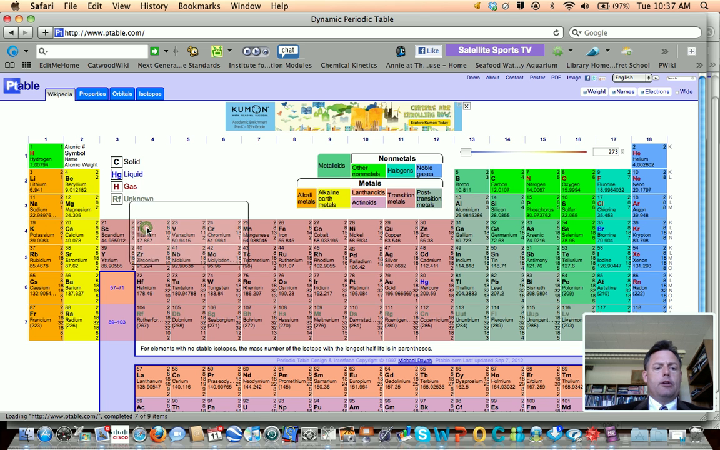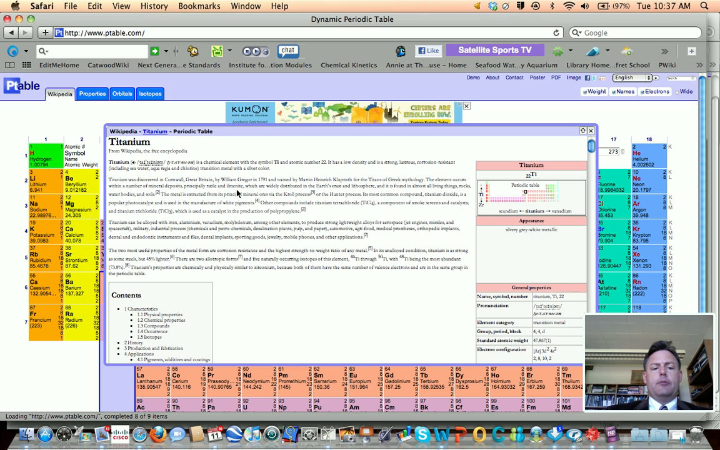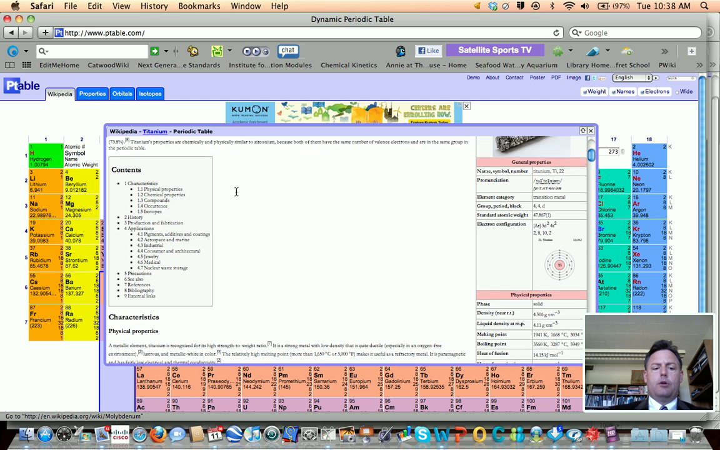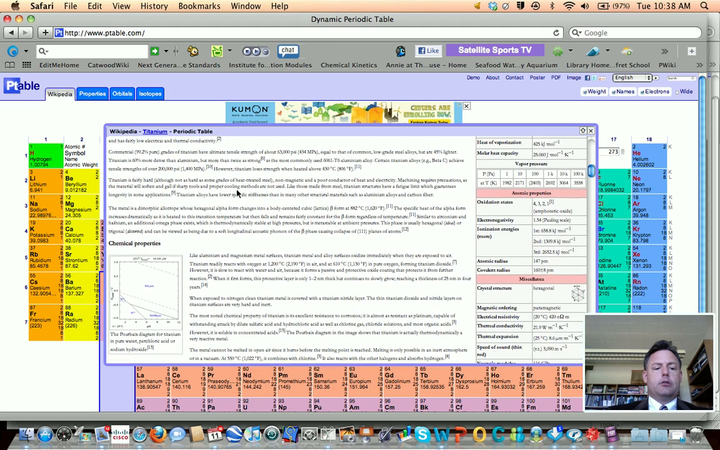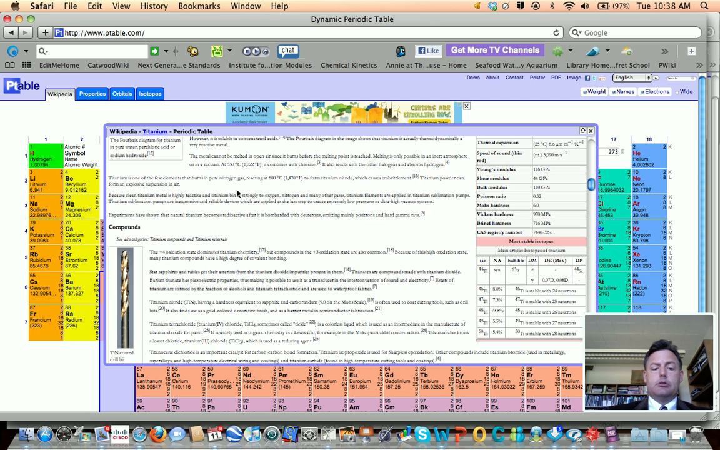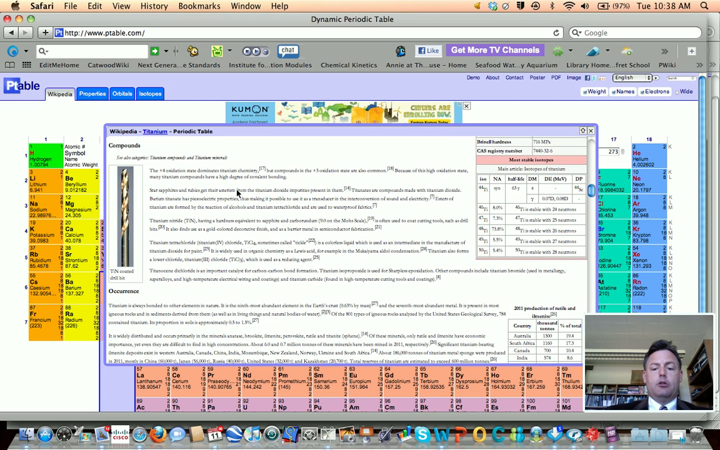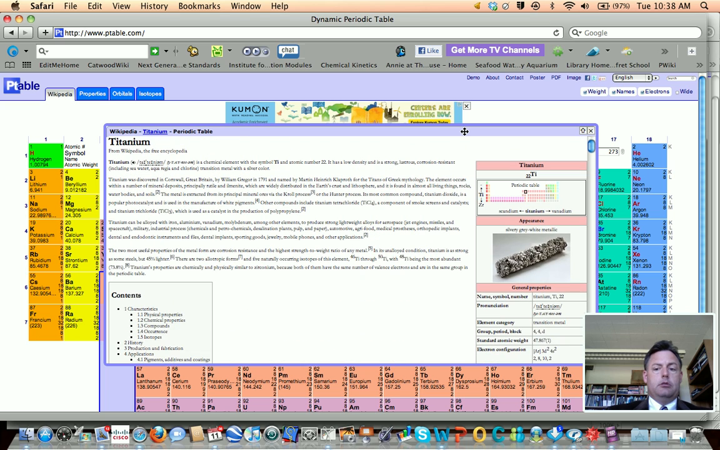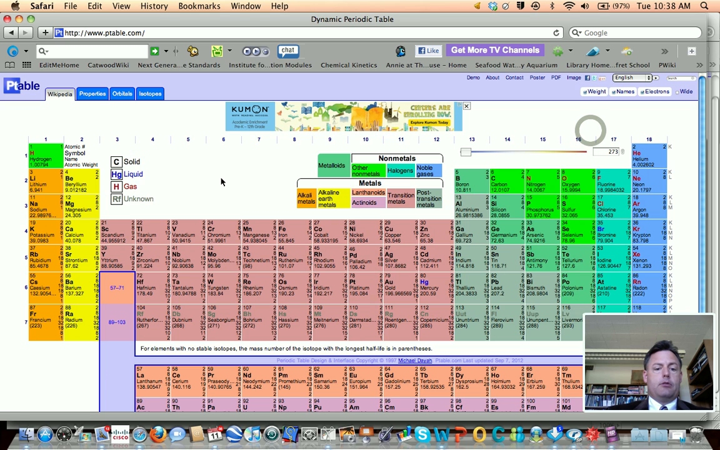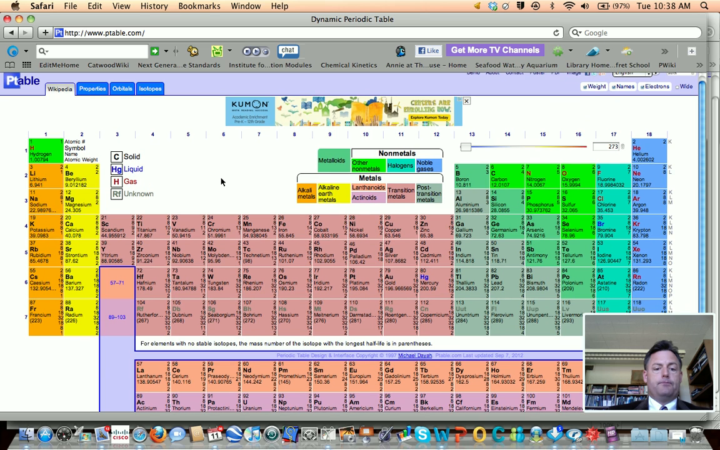If I click on any one of these elements, a dialog box attached to Wikipedia comes up. And in that, I can obtain more information than I can possibly use about that particular element, its history and its uses, where it's found in nature, and its physical and chemical properties. So you can see that there's a tremendous amount of information.